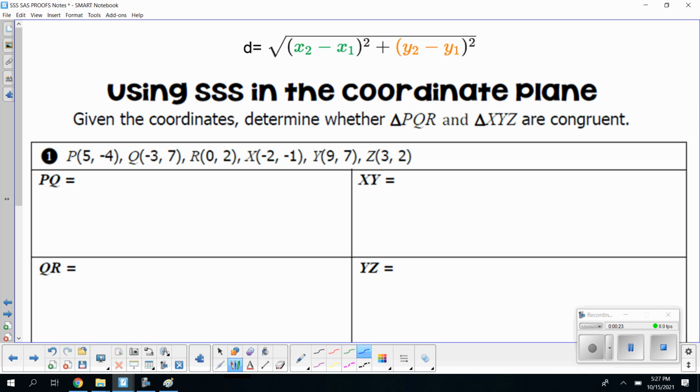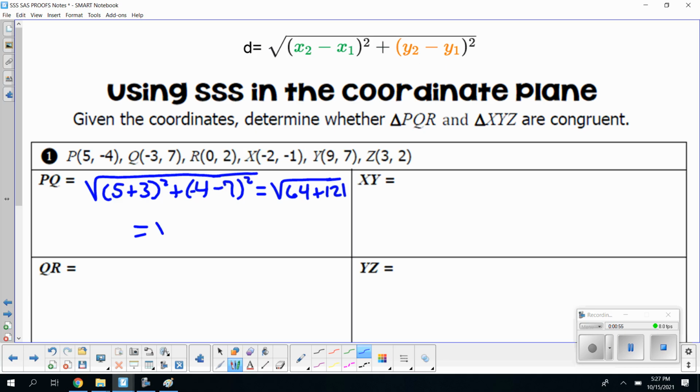Okay, so let's find out what the length of PQ is. When we use the distance formula, we have 5 plus 3 squared plus negative 4 minus 7 squared. When we start to simplify this, we end up with 64 plus 121, which is the square root of 185.